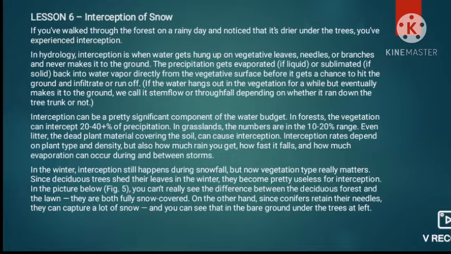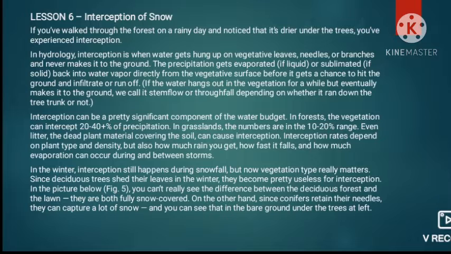In the winter, interception still happens during snowfall, but now vegetation type really matters. Since deciduous trees shed their leaves in the winter, they become pretty useless for interception. In the picture, you can't really see the difference between the deciduous forest and the lawn. They are both fully snow-covered. On the other hand, since conifers retain their needles, they can capture a lot of snow. And you can see that in the bare ground under the trees at left.